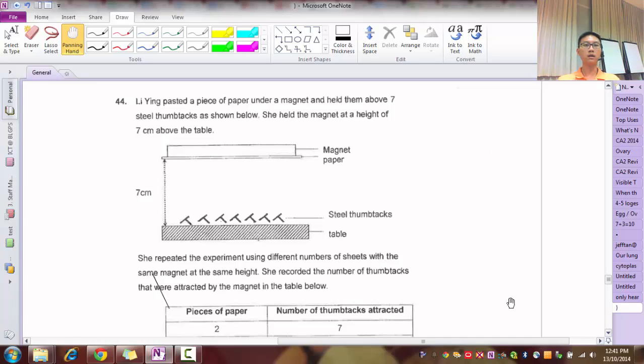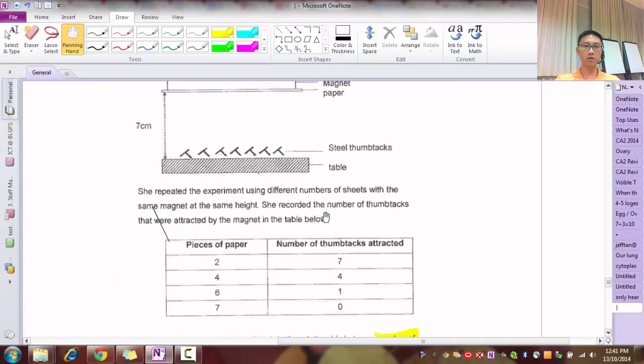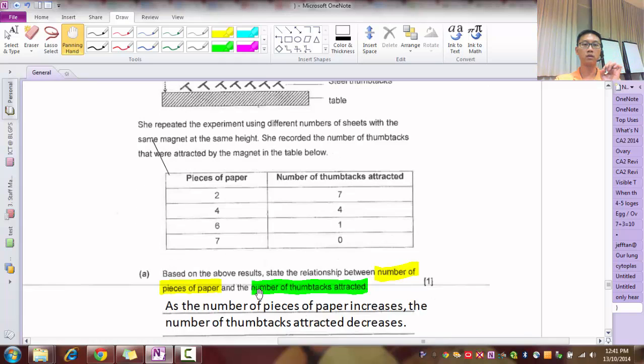Last question. Paste a piece of paper under a magnet and hold them above 7 thumbtacks like that. The magnet is 7 cm above the table. Repeat the experiment using different numbers of sheets, with the same magnet at the same height. So when I have 2 pieces of paper, I can attract 7 thumbtacks. 4 pieces, I can attract 4. 6, I can only attract 1. And when I have 7 pieces of paper, I can attract 0 thumbtacks. So based on the above results, state the relationship.